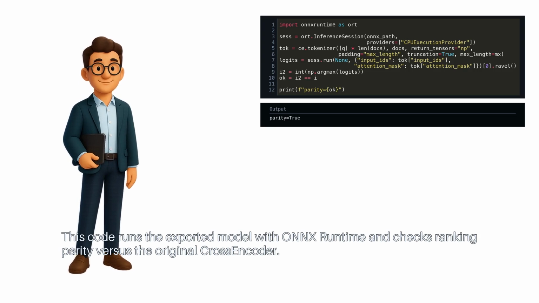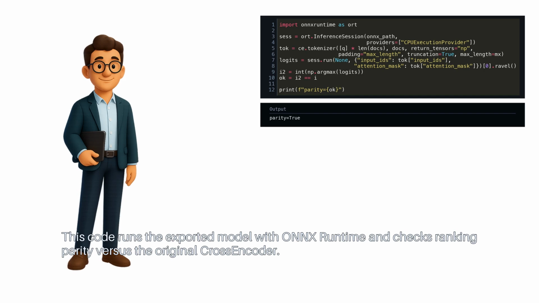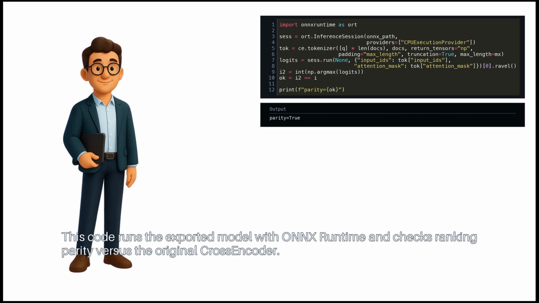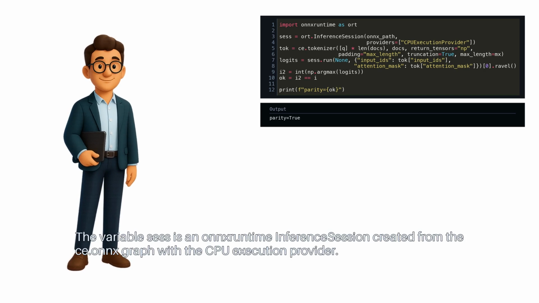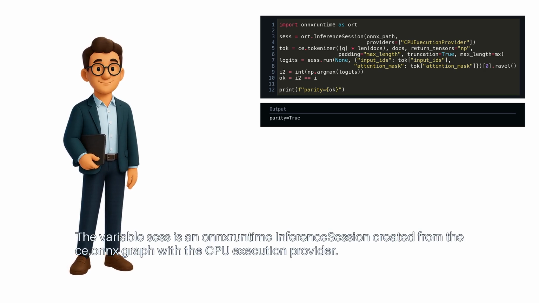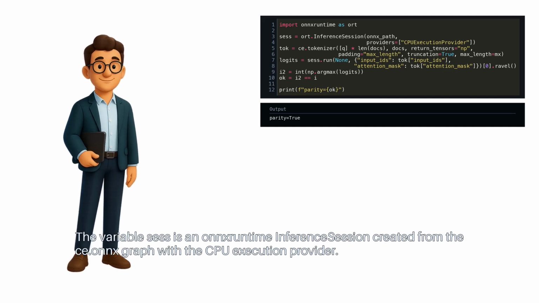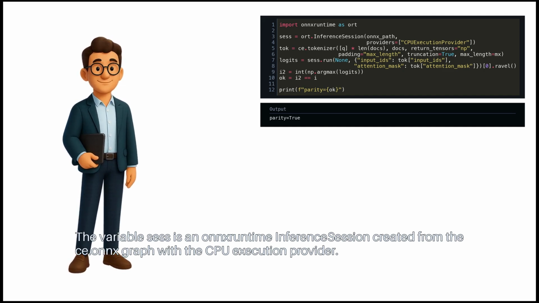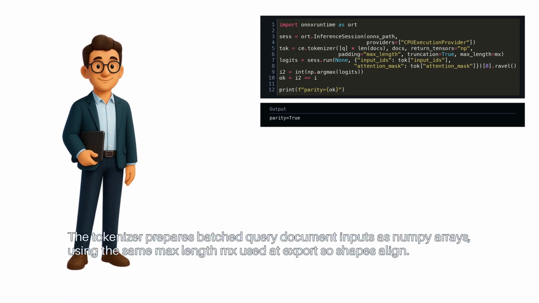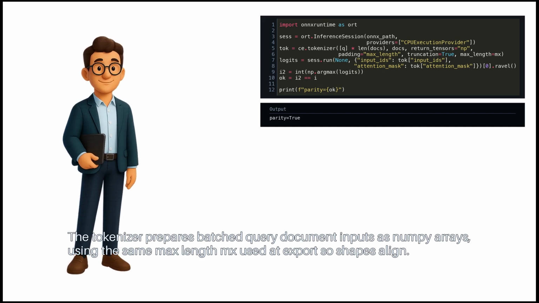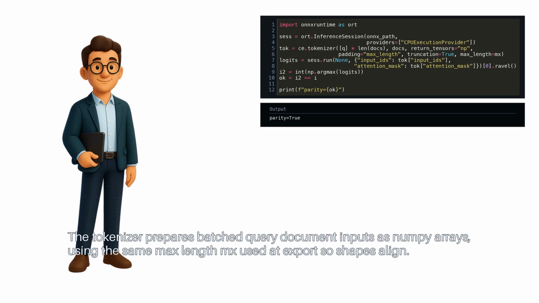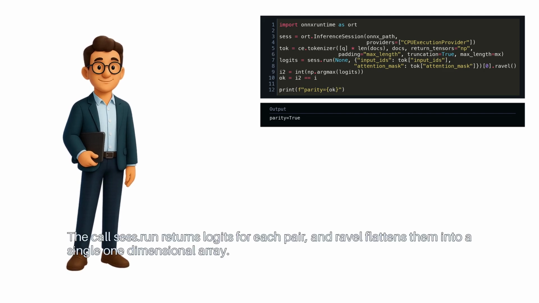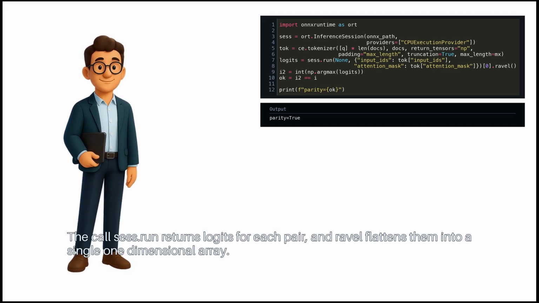This code runs the exported model with ONNX Runtime and checks ranking parity versus the original Cross-Encoder. The variable ses is an ONNX Runtime inference session created from the ce.onnx graph with the CPU execution provider. The tokenizer prepares batched query-document inputs as numpy arrays using the same max length mx used at export, so shapes align. The call ses.run returns logits for each pair, and ravel flattens them into a single one-dimensional array.